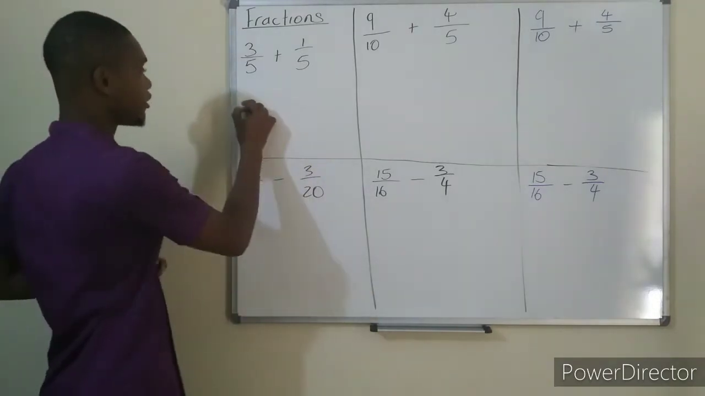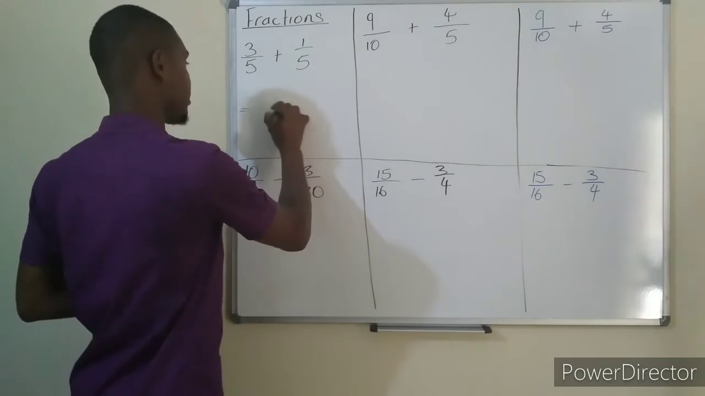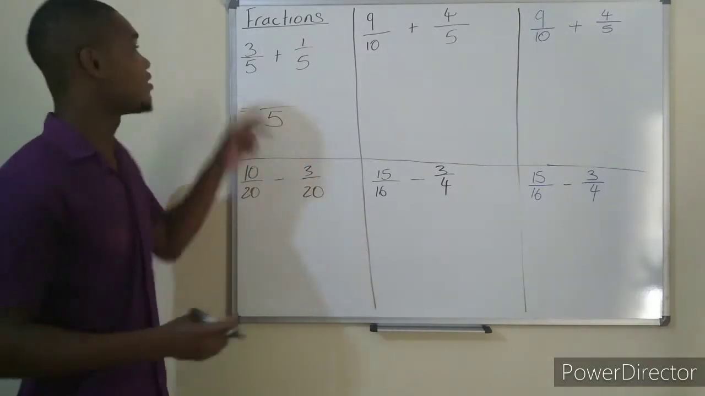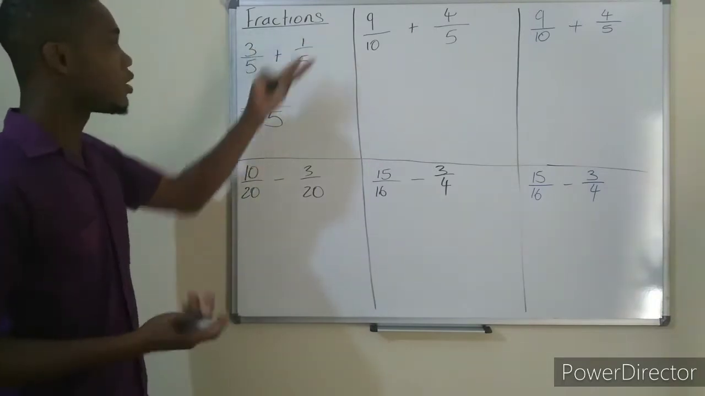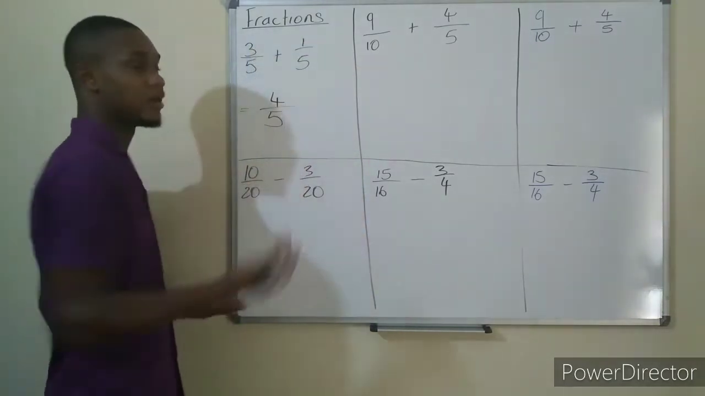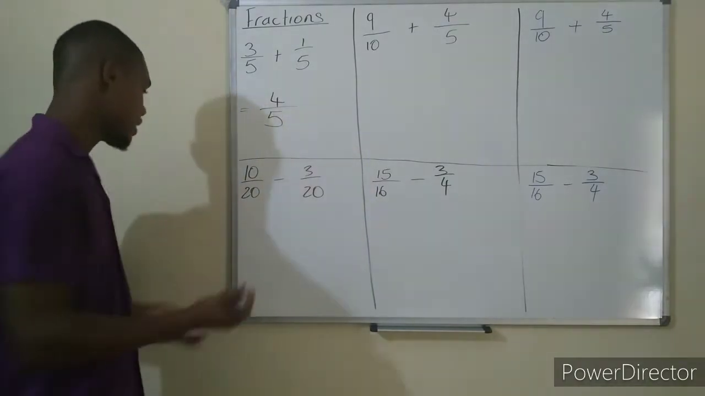You'll simply put back your equal sign. Whatever your denominator is, you'll just write it back. And then you'll add the numbers of your numerator, which is the top number. So 3 plus 1, that gives you 4. And that's it. Example number 2, subtracting, same thing.